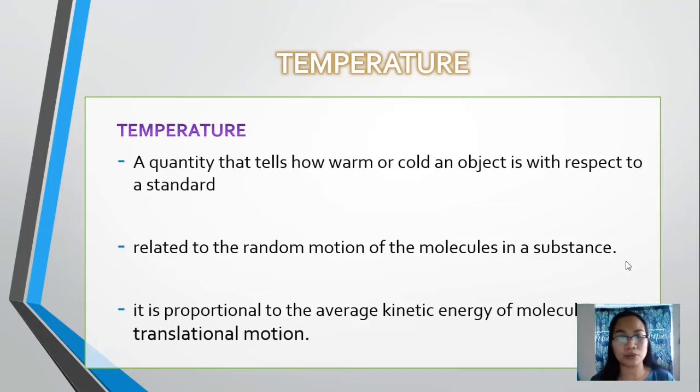And it's also related to the random motion of the molecules in the substance. And take note that it is proportional to the average kinetic energy of molecular translational motion. So when we say translational motion, it's the linear motion of the molecules. So it's related to that kinetic energy, okay? Later, I'll show you some simulation on what happens to the molecules when temperature is increased or decreased.